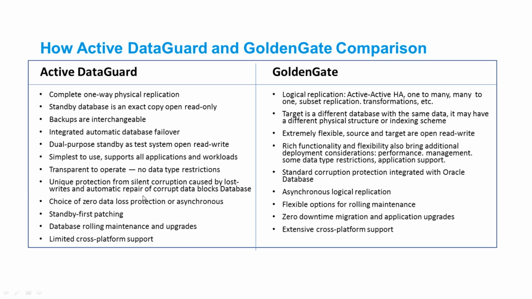Now another thing is unique protection. Active DataGuard has unique protection from silent corruption caused by lost writes and automatic repair of corrupt data blocks. In Golden Gate, there is standard corruption protection integrated with Oracle database. So with DataGuard, the recovery is, I should say, better in comparison to Golden Gate. So that is one point that comes with DataGuard and Golden Gate.